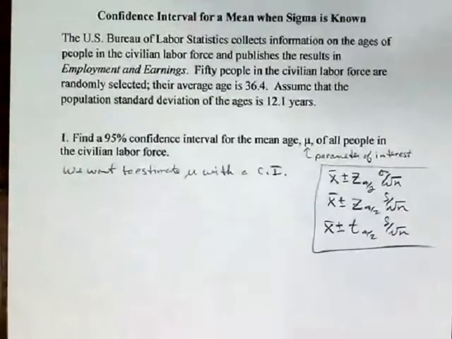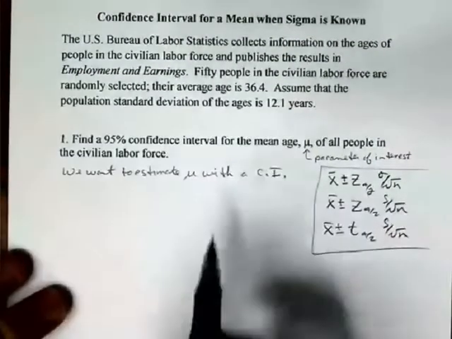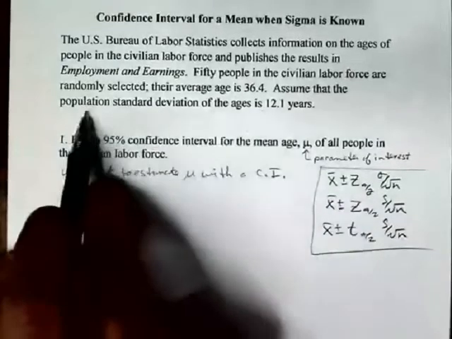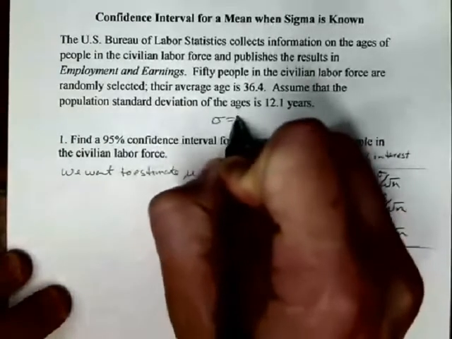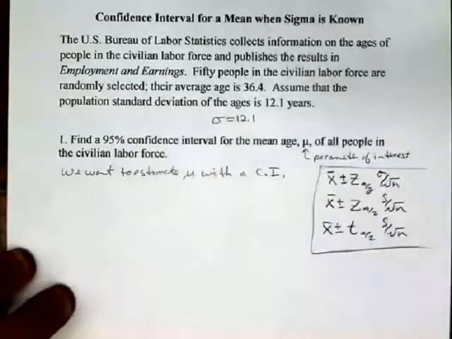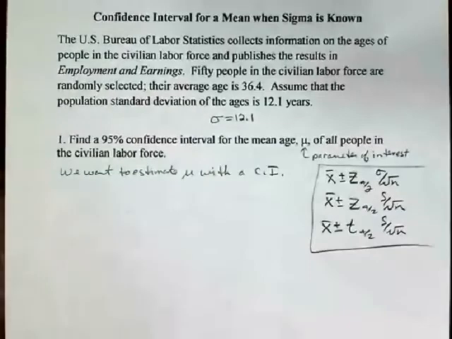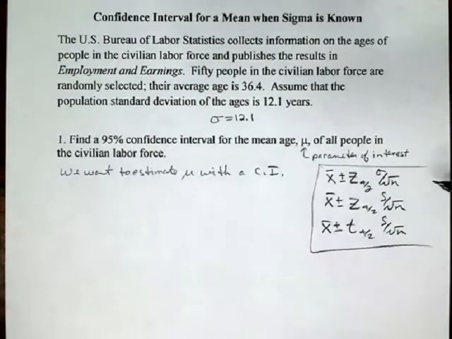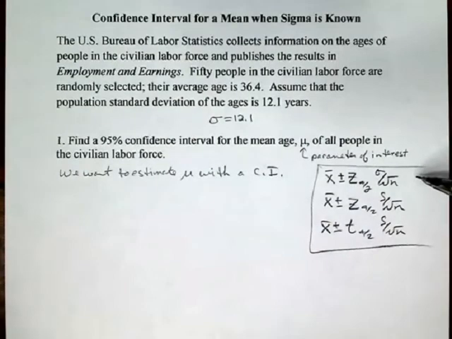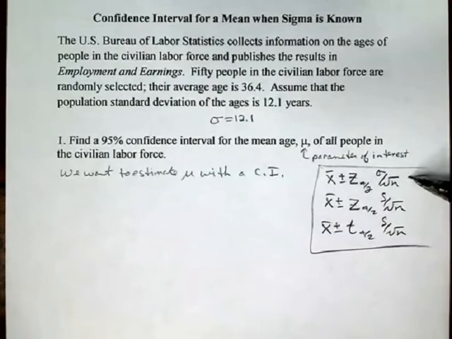In this problem, I've assumed knowledge of the population standard deviation. In other words, I'm assuming that sigma is 12.1. Now, this is actually not a reasonable assumption in practice, but for pedagogical purposes, we'll go with this problem here. But I've assumed sigma is 12.1, and the only formula here that uses sigma in it is this one.